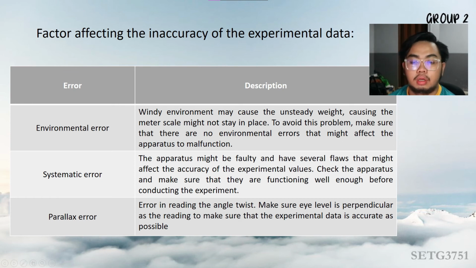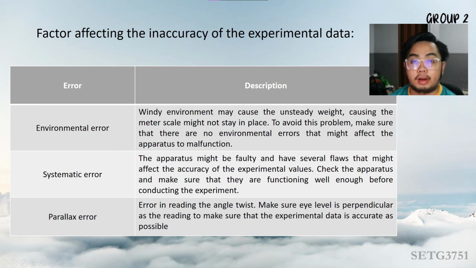The second error that we discussed is systematic error, where the apparatus might be faulty and have several flaws, or it might be worn out, and this might affect the accuracy of the experimental values. So before conducting the experiment, we should make sure that all our apparatus is functioning well enough so that they may not contribute to the inaccuracy of the experimental data.